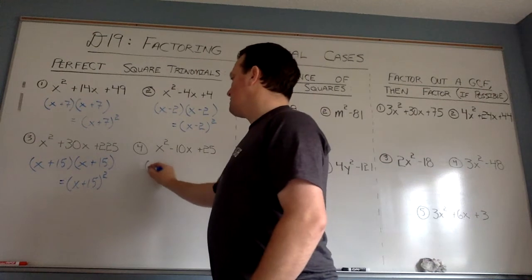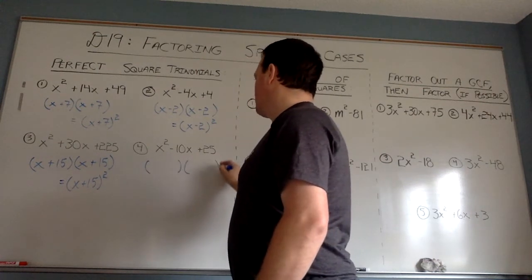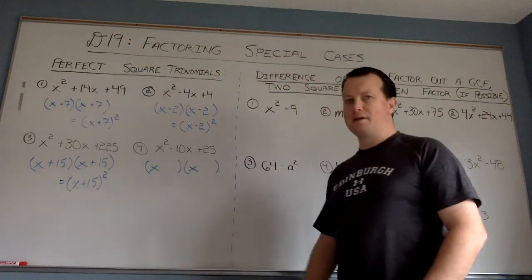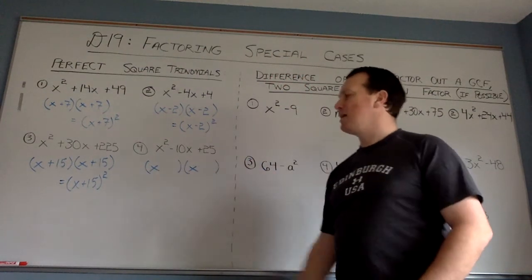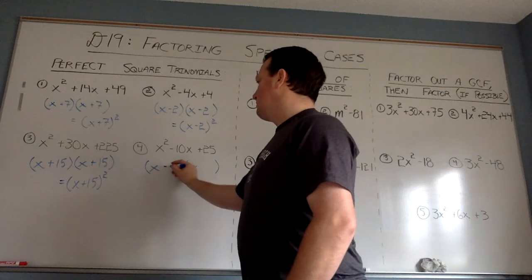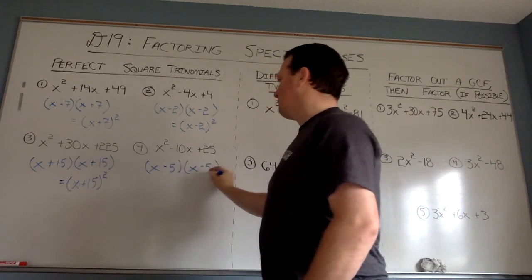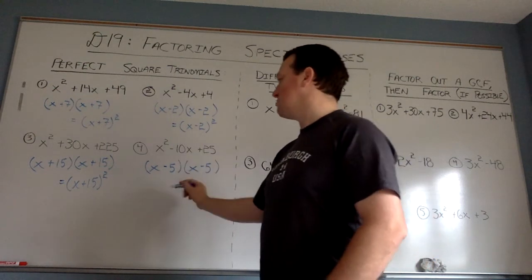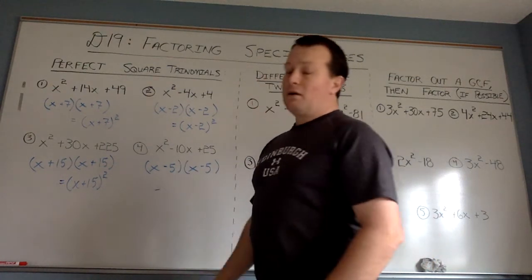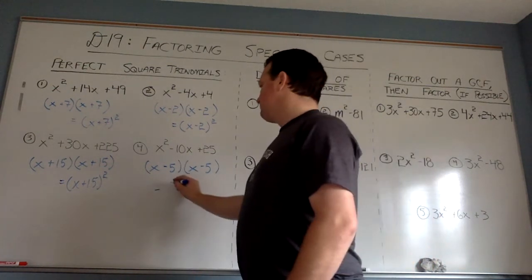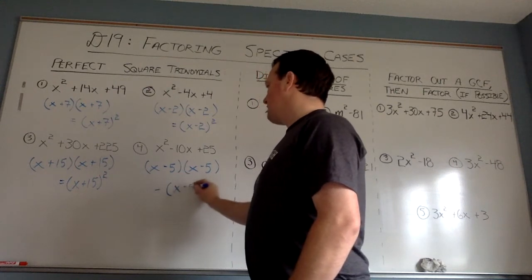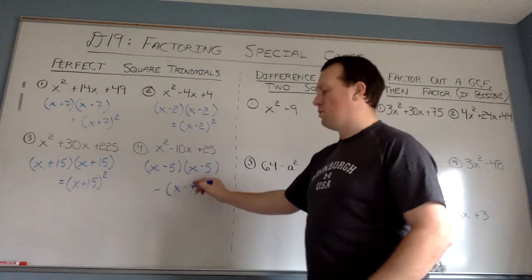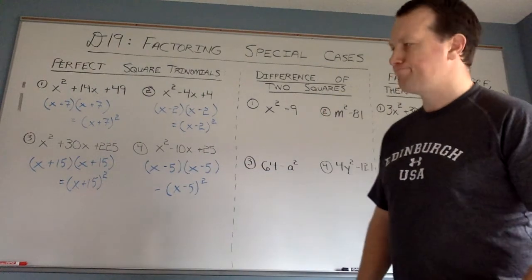All right, last one in this category. I need two numbers that multiply to make 25 and then add to make negative 10. Negative 5 times negative 5 is positive 25, and then negative 5 plus negative 5 is negative 10. Sure, go ahead and write that as x minus 5 squared. Quiz, test, either one of those is correct.